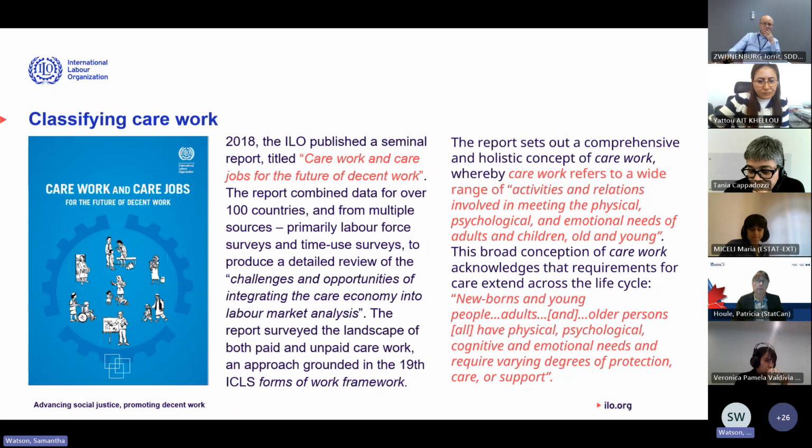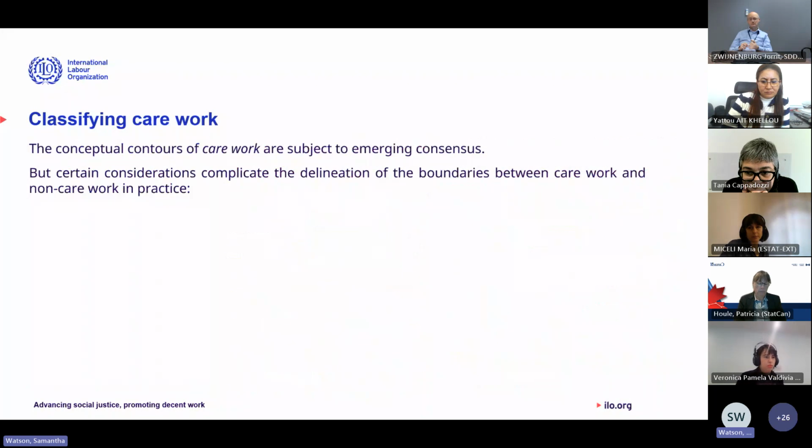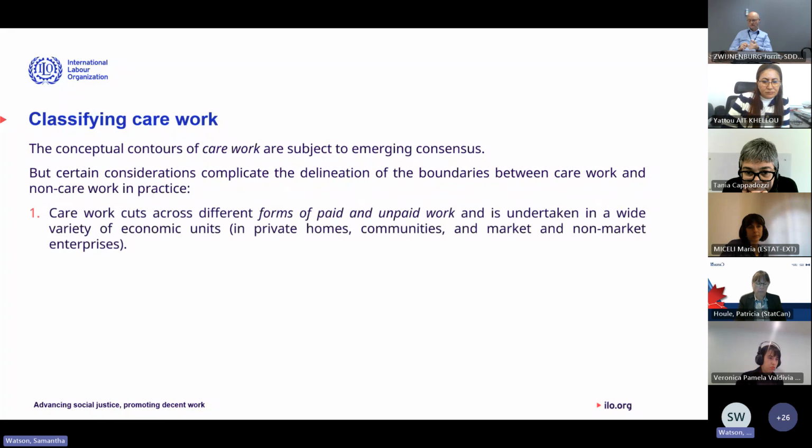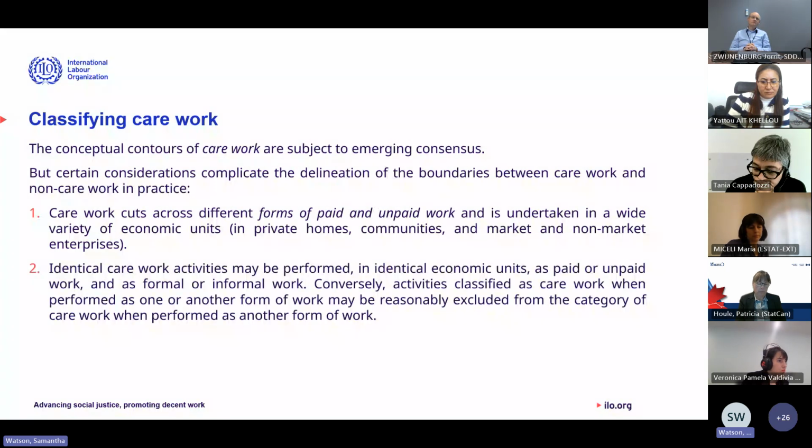Now, as I mentioned, we're just at the starting point. This is obviously a very, very broad definition, and so we may be looking to see how that can be narrowed, taking account of the direction that Canada's going in as well. So there is an emerging, I would say, conceptual consensus around the contours of care work, but there are still some considerations that complicate the delineation of the boundaries.